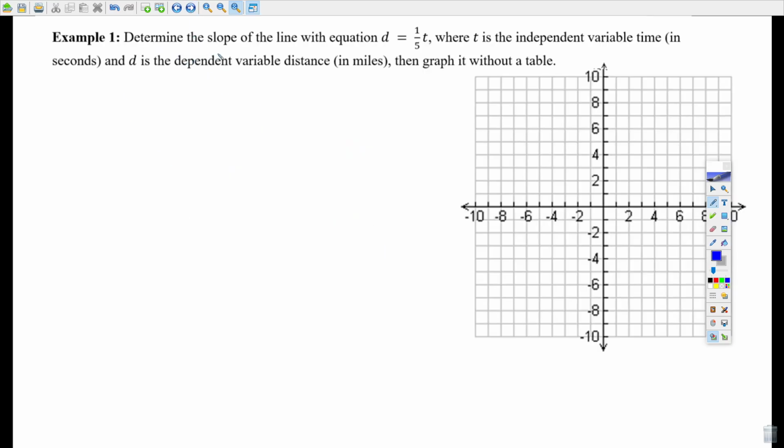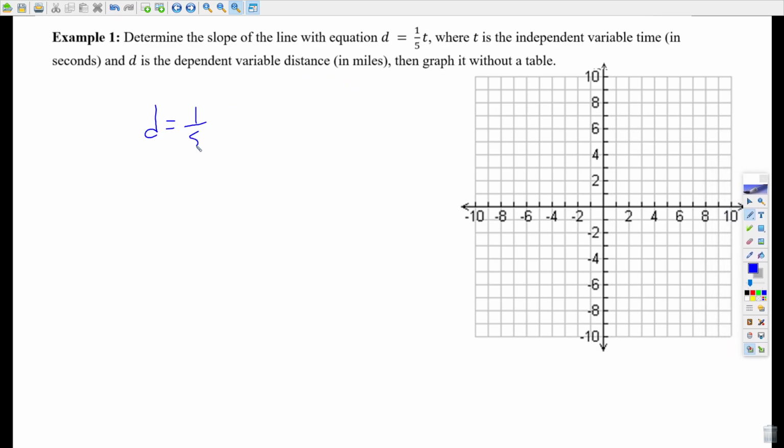Example 1. Determine the slope of the line with the equation d equals 1/5 t, where t is the independent variable, time in seconds, and d is the dependent variable, distance in miles. And then we'll graph it without a table. So what's the slope? If we have 1/5 t, well, hopefully you've seen this before, the number that's in front of your independent variable is your slope. So it's your rise over your run. So 1/5, rise over run.